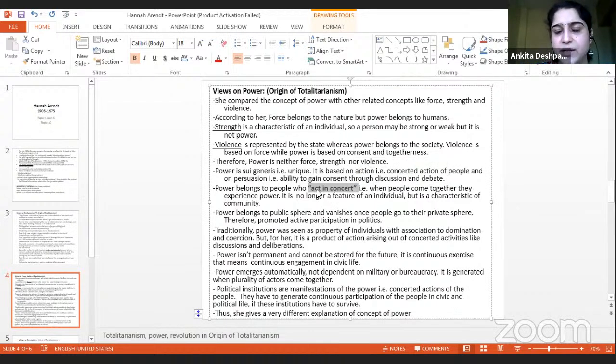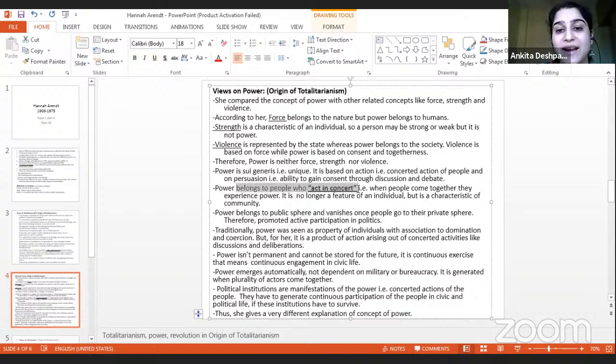Can you see? I've put it in bold. That's in inverted commas. All right. This word has to come in your answer. Power belongs to people who act in concert. Concert meaning in cohesion, through consent and through togetherness. How is consent created? Consent is created through persuasion. Persuasion is discuss, debate, then come to a logical conclusion about something.